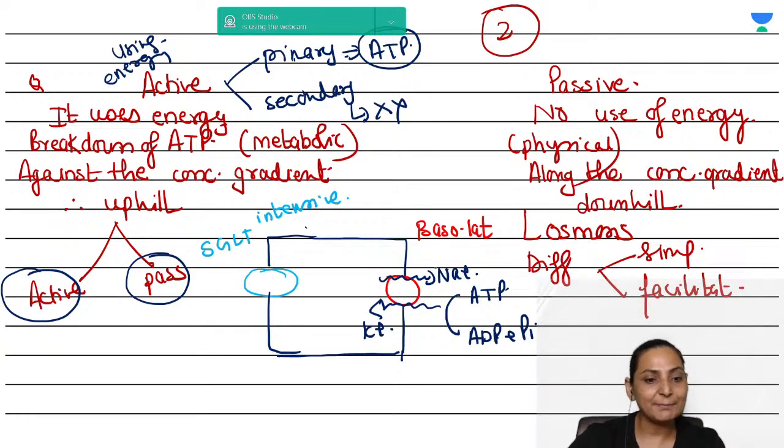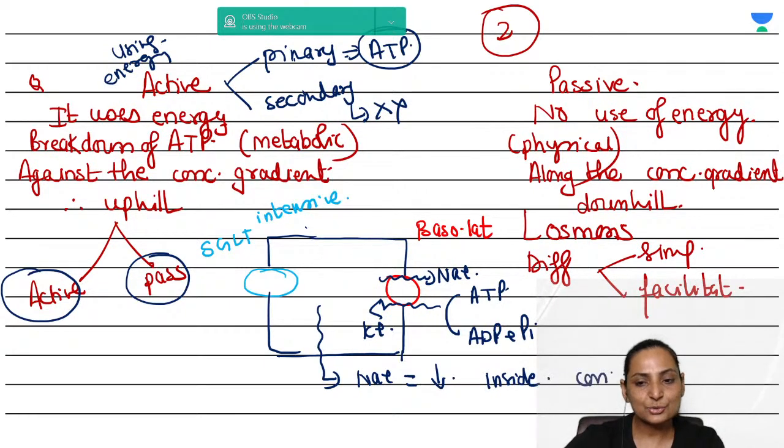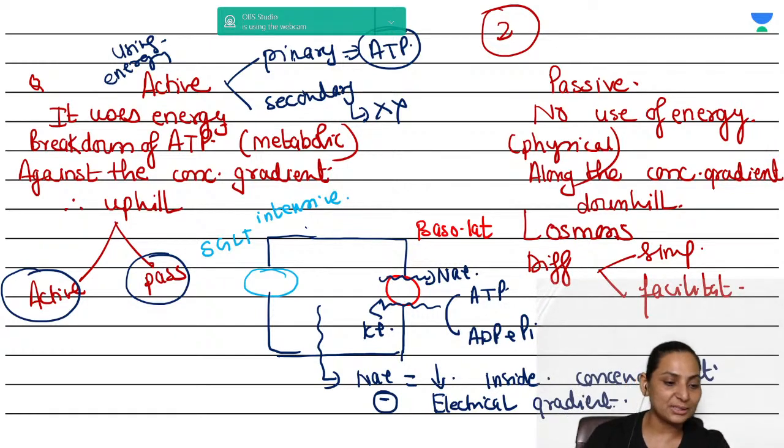Now it is throwing the sodium outside. So what is the effect? The effect is that the sodium concentration is decreased inside the cells. This leads to a concentration gradient. That means the sodium concentration inside the cell is decreased, so this is leading to a concentration gradient. Second important thing is that sodium is a positive ion. So if the positive ion is leaving the cell, it is creating negativity inside the cell. That means it is also creating an electrical gradient.